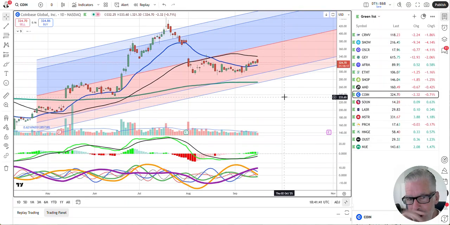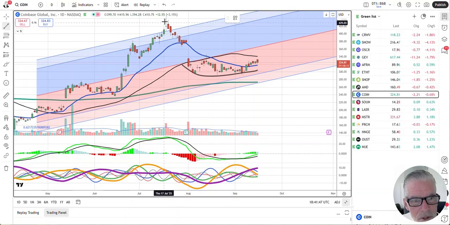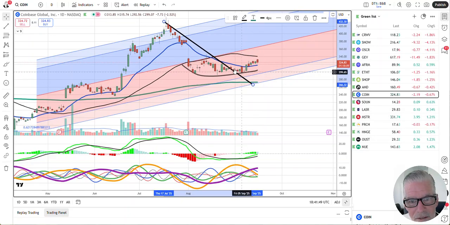So I'm interested in Coin. Coin has the rounded bottom. Here's your rounded bottom. It has already broken the pullback, right? It happened right there.